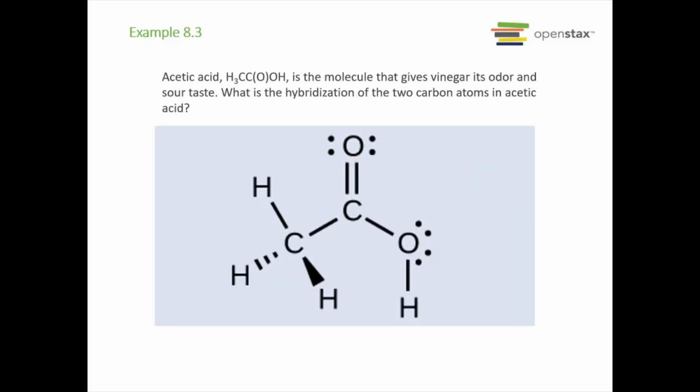One more example, acetic acid. This is what gives vinegar its odor and taste. Let's figure out the hybridization of the 2 carbon atoms, and maybe we'll do the oxygen because why not? Let's get crazy. Let's start on the left carbon. We see 1, 2, 3, 4 regions of density, so that is sp3. The central carbon here has 1, 2, 3 regions of density, so it is sp2. And the oxygen has 1, 2, 3, 4 regions, so it is sp3.